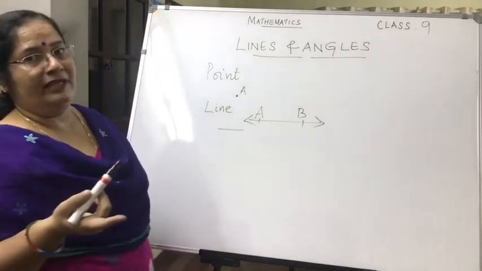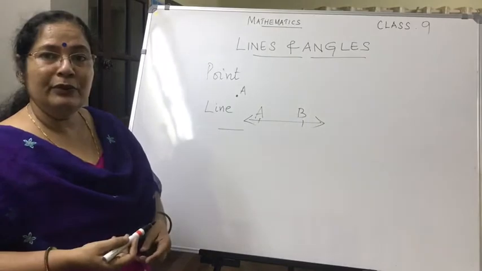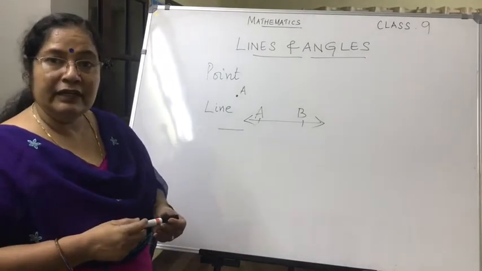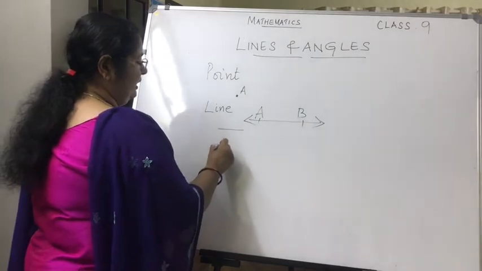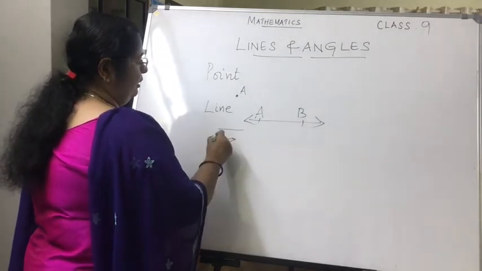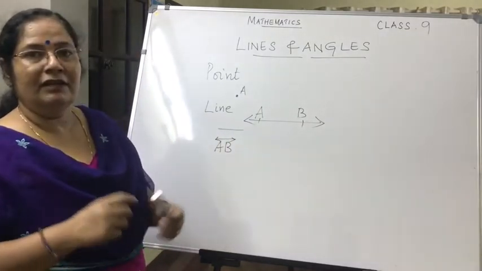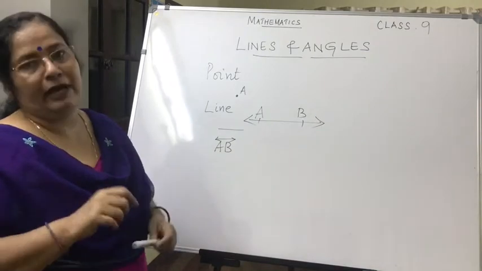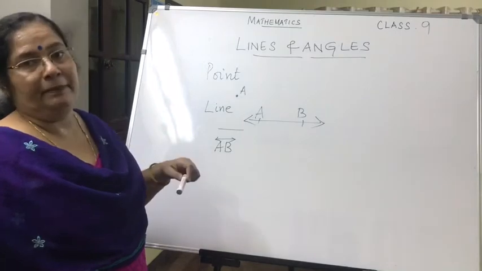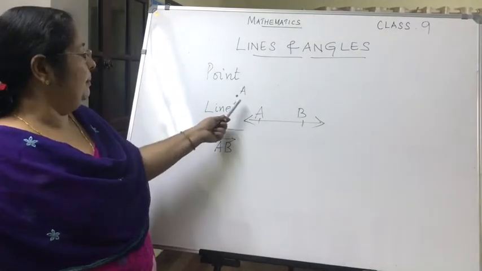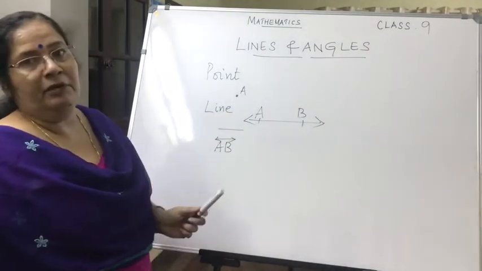And how do you represent it? With 2 arrowheads. What do these 2 arrowheads tell you? It is extending infinitely on both sides. You will write line AB as AB with a line representation on top with 2 arrowheads. This is how you write line AB.